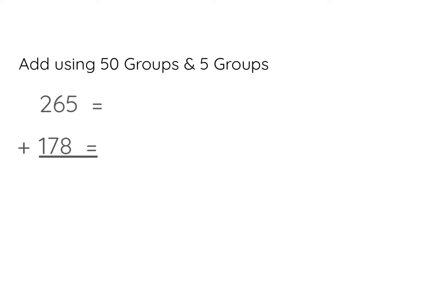265 plus 178. Notice we're going to have 50s and we're going to have 5s. So we will write 200. And now what's a 60? It's a 50 plus a 10. What's a 5? It's a 5 plus a 0. Remember, we need to make our columns nice, super straight, super organized.